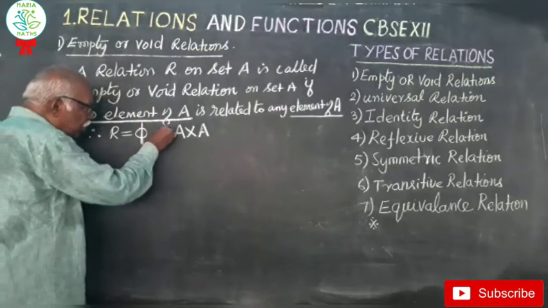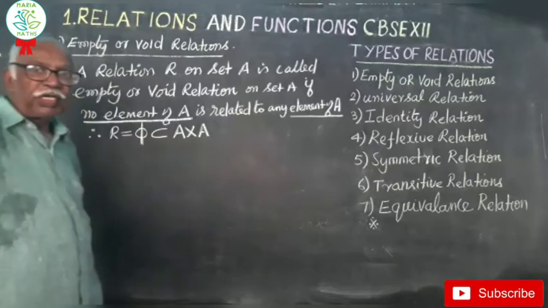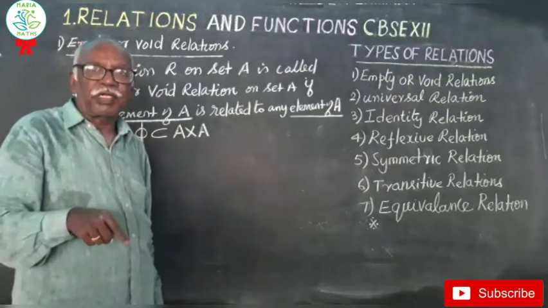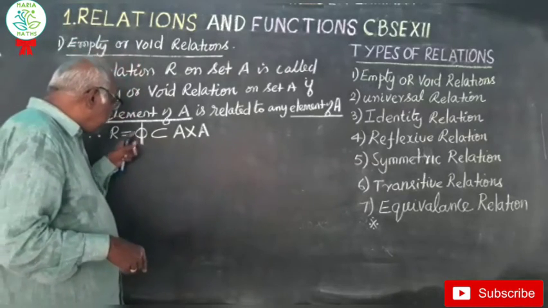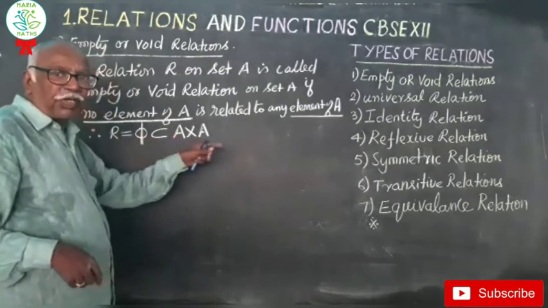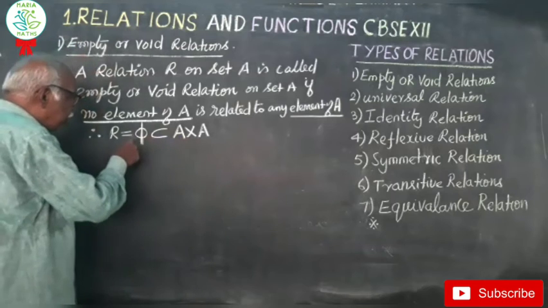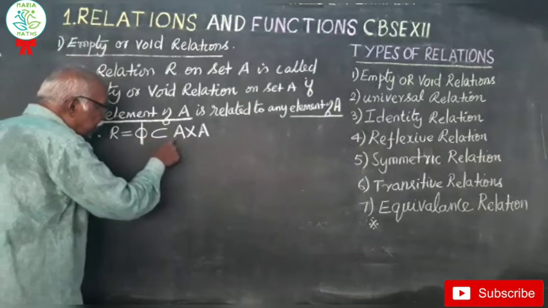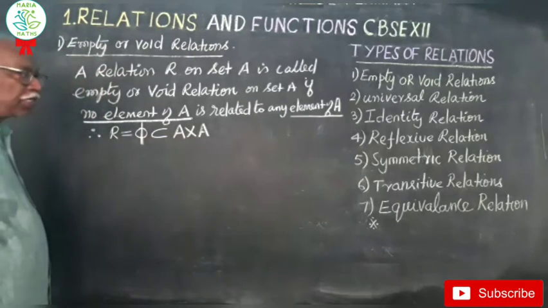Therefore, phi is also a subset of A cross A. For every set, the null set is a subset. Therefore, phi is a subset of every relation. Therefore, phi is a subset of A cross A.